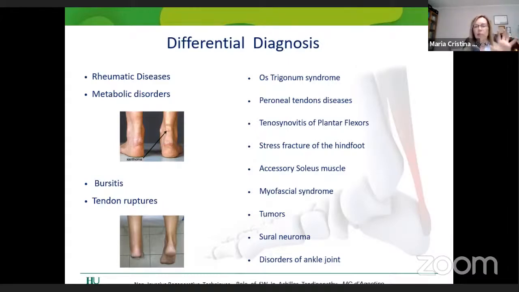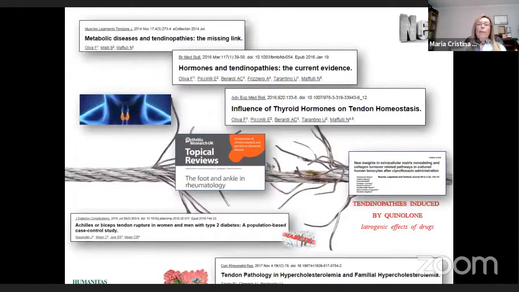This is a very important effect. But we know from the literature and our clinical experience that we do not treat a tendon, we treat a patient. So we have to know if our patient with a long history of Achilles tendinopathy has, for example, a metabolic disease. Thyroid is one of the most frequent diseases related to Achilles tendinopathy.